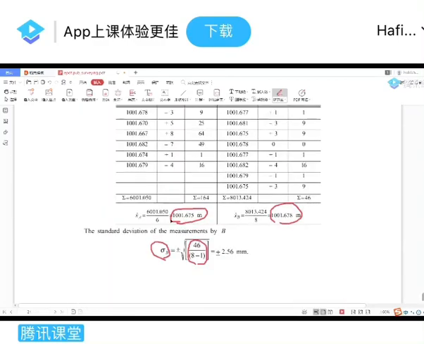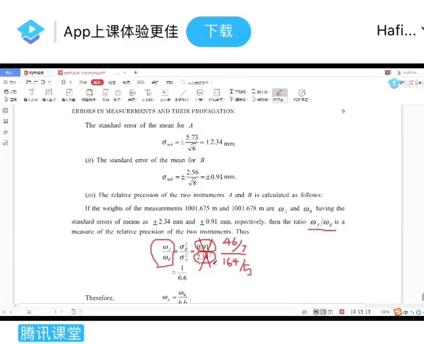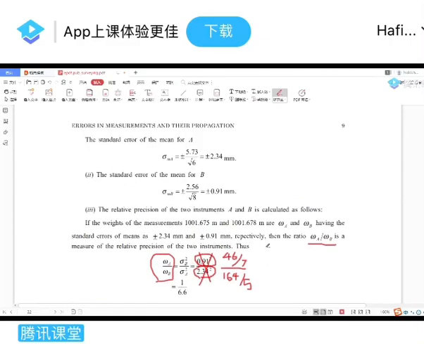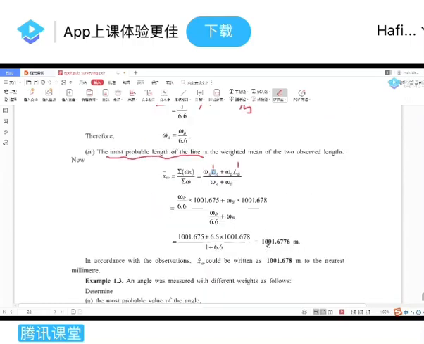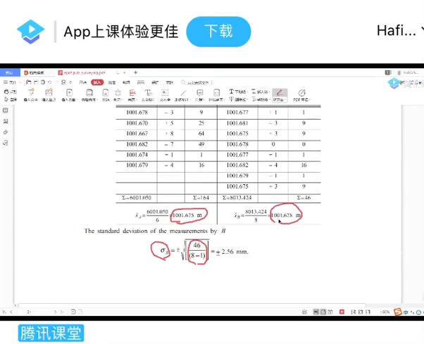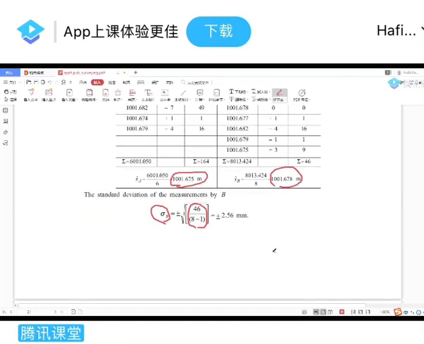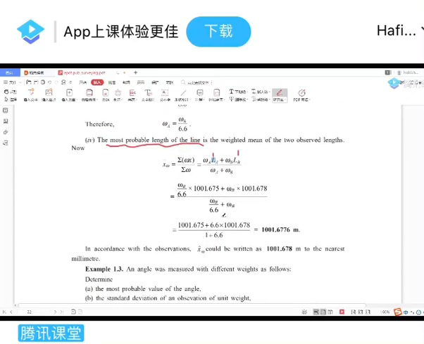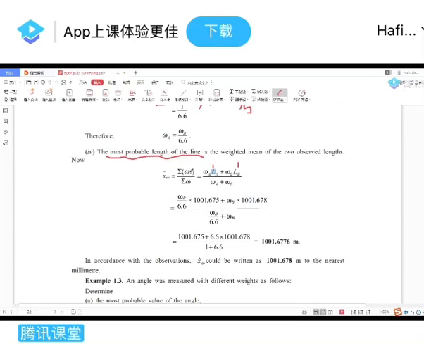1,001.675. So this is XA, 1,001.675. And LB is the length of B. So this is the mean of your sample B. So how much is it? B is 101.678. So this is 101.678. So this is also XB. So try not to write LA and LB. It doesn't make any sense because you already use XA and XB. So it's better to use XA and XB over here.